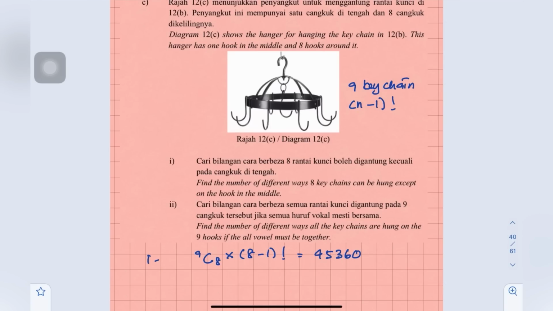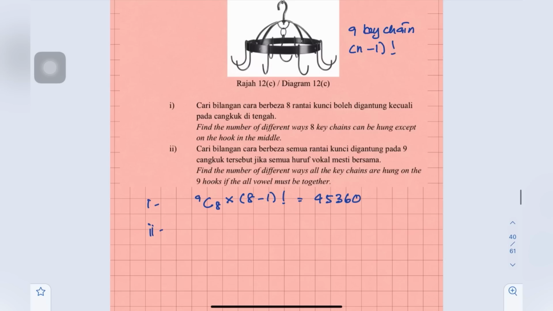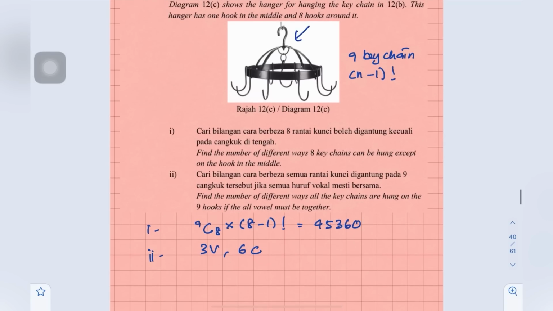2. Find the number of different ways all the keychains are hung on the 9 hooks if all vowels must be together. Okay, so the second one, vowels must be together. From the question here, there are 3 vowels, O, E, I, and 6 consonants. At the middle here, we need to hang a consonant. It cannot be a vowel because it says vowels are together. So the one in the middle must be a consonant, just one. So 6, we choose 6C1 for the middle.